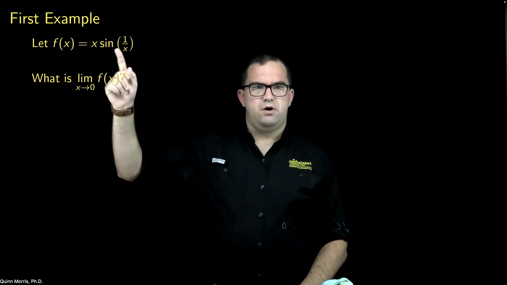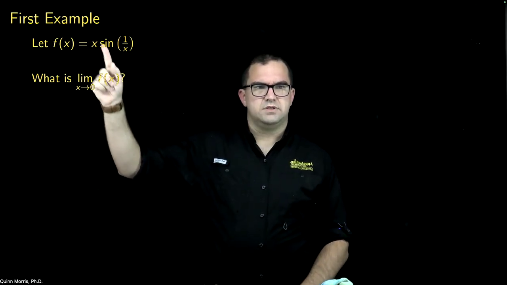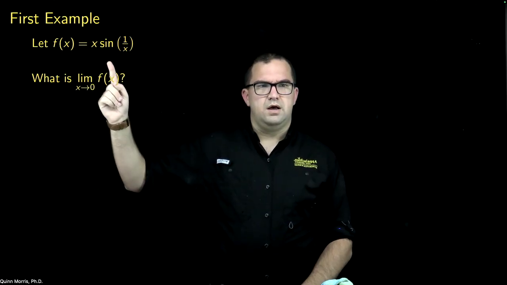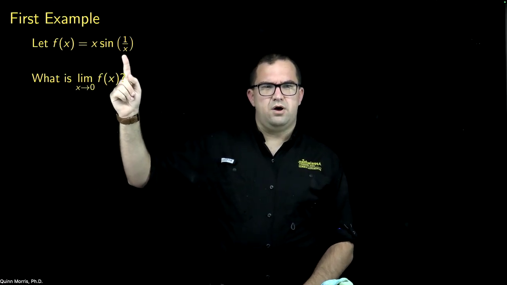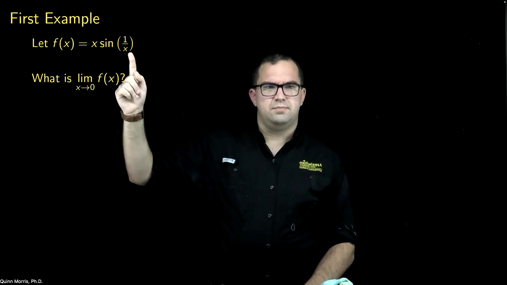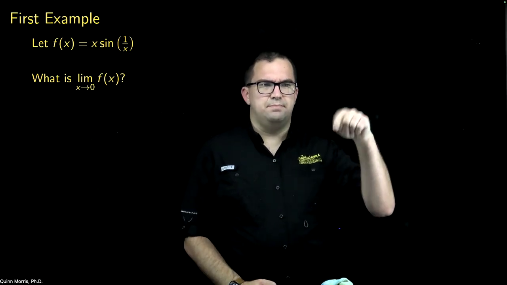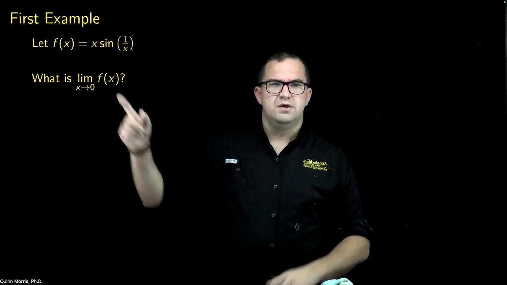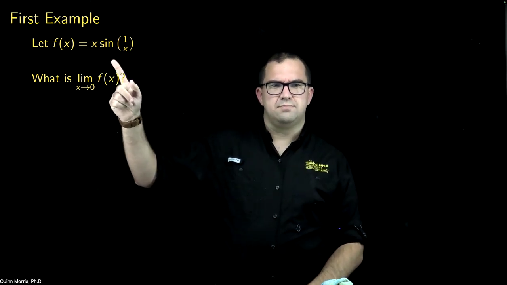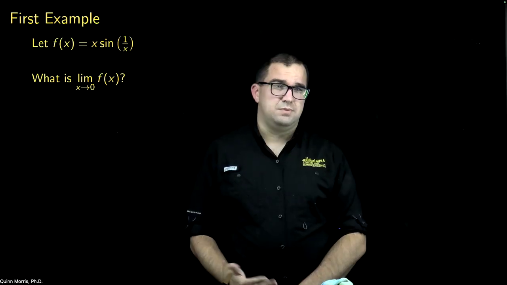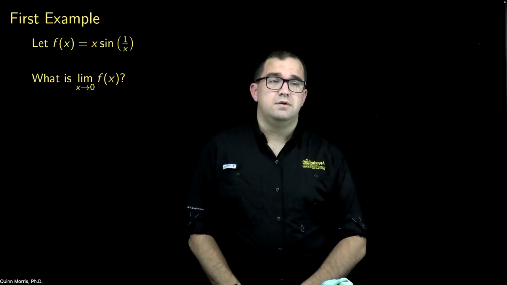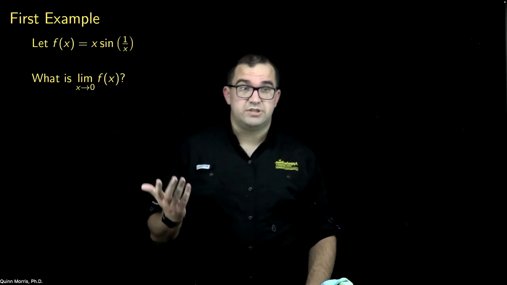So as x goes to 0, obviously this term here is going to be approaching 0. As x goes to 0, 1 over x is going to be going off to infinity, but it's sine of that, and sine is always bounded between -1 and 1. So I have something that's going to 0 times something that's bounded, which probably tells me my limit is going to be 0.